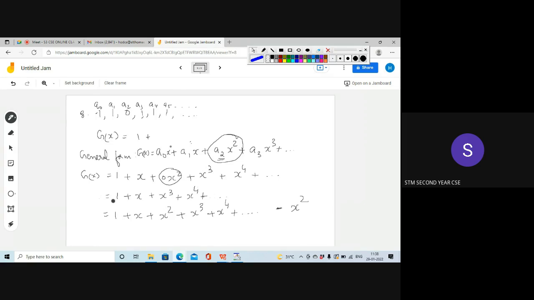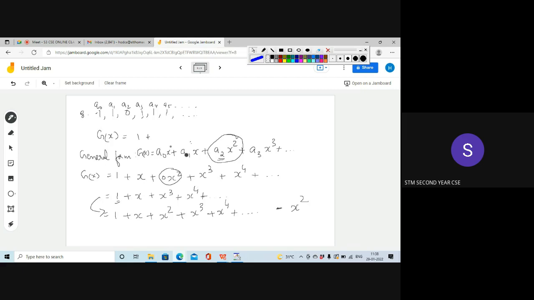These two are now equal, isn't it? This is now equal because I had added x raised to 2 and then I subtracted it. So this becomes equivalent to the one we had written here, isn't it? Did you understand what I did?